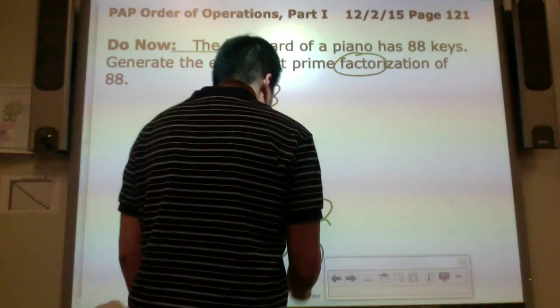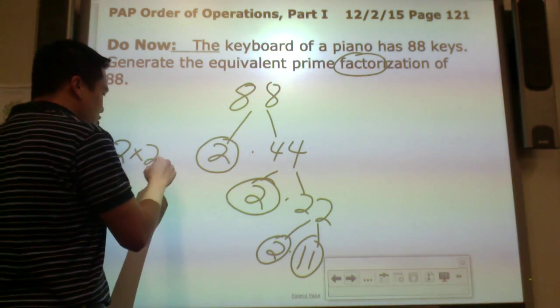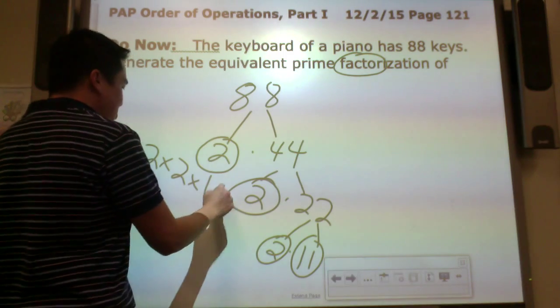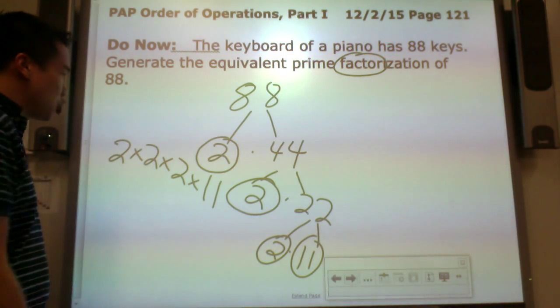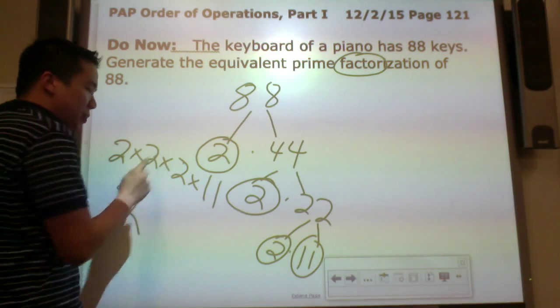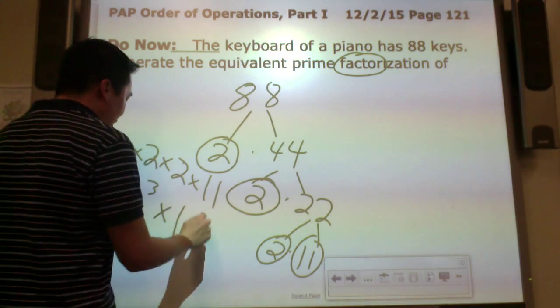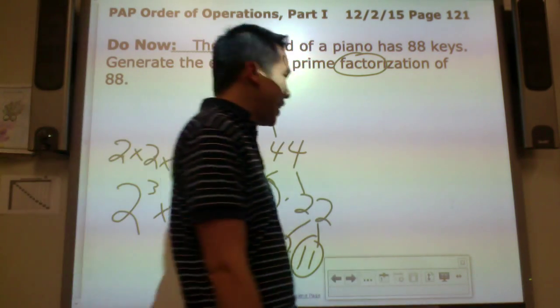So what factors make up 88? 2 times 2 times 2 times 11. Can I rewrite this using an exponent? 2 to the power of, 2 repeats 3 times. So 2 to the power of 3 times 11. That is the same as saying 88.